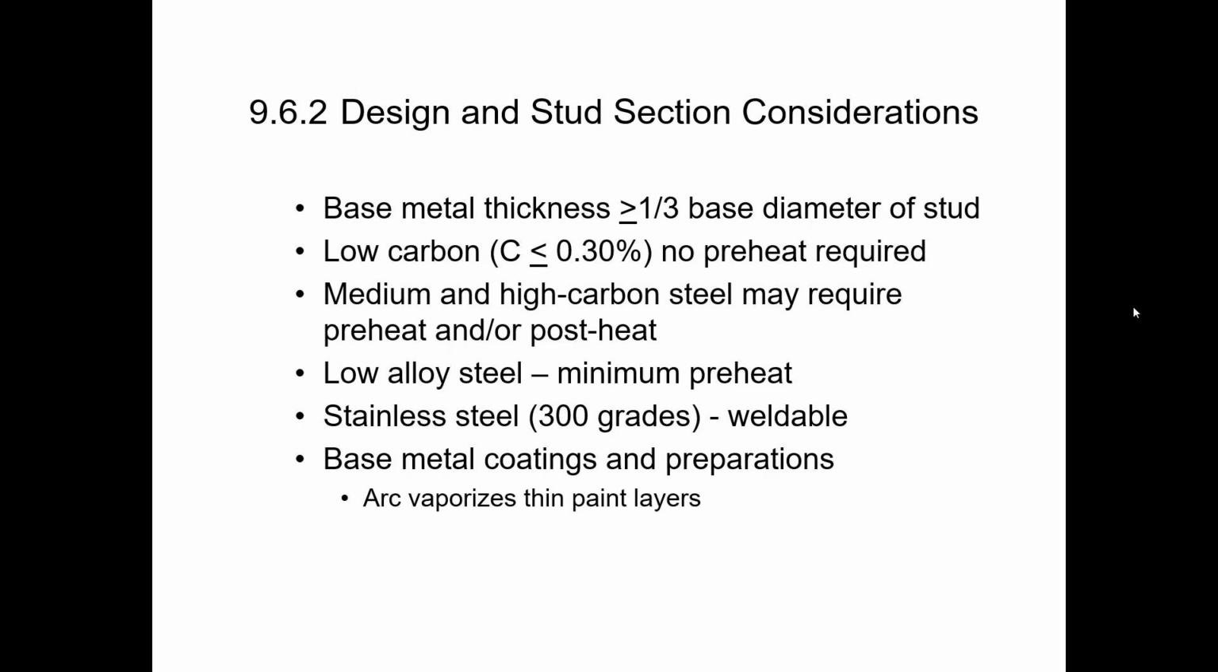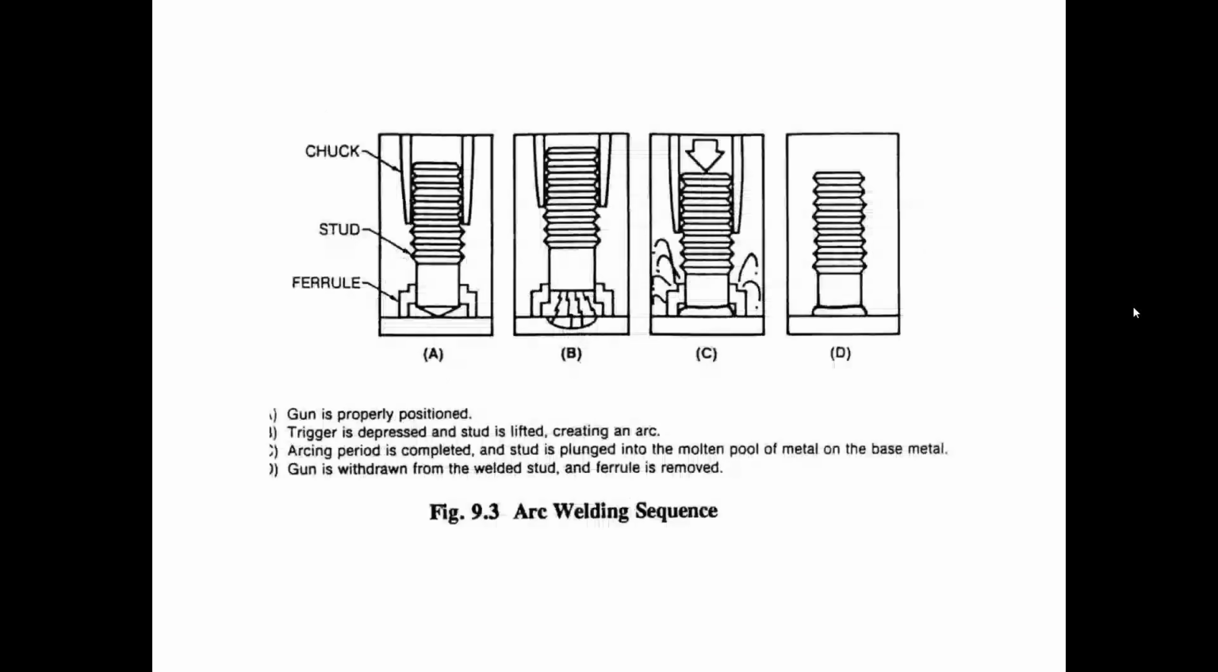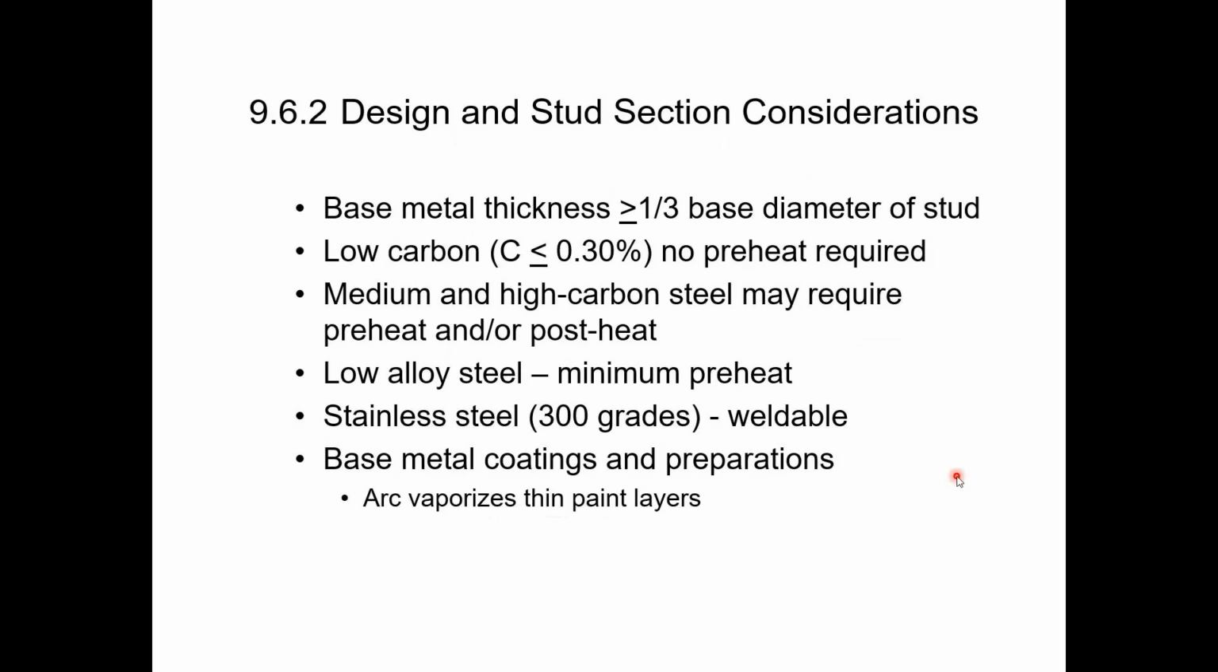If you had a stud that was this thick and you're trying to weld it to a plate that was about as thick as my little laser pointer, it would just push through it, right? You want enough thickness of the base material that you can make it molten without going all the way through. That's the reason for that requirement.